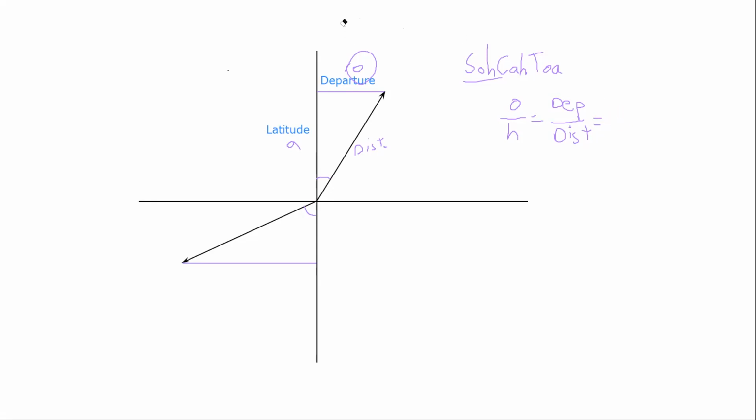The sine of the angle. We'll call it alpha, but that's your bearing angle. Whatever the bearing angle is, I take the sine of it, and that's equal to the departure over the hypotenuse, or the distance, right? So I multiply both sides by distance, or the hypotenuse, and so I get the departure is always equal to the distance times the sine of that bearing angle.